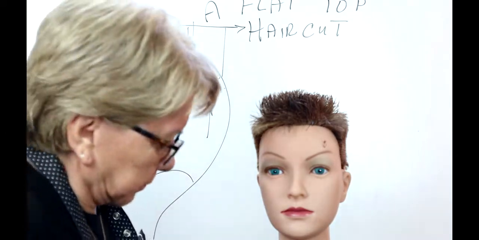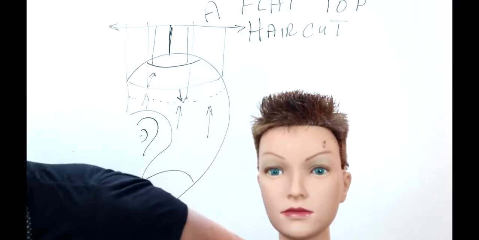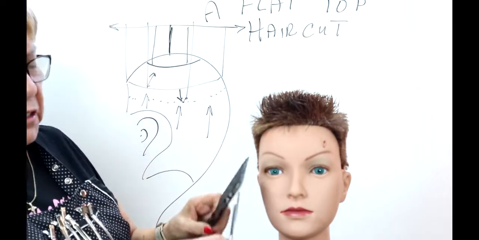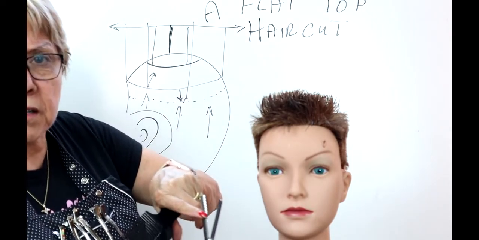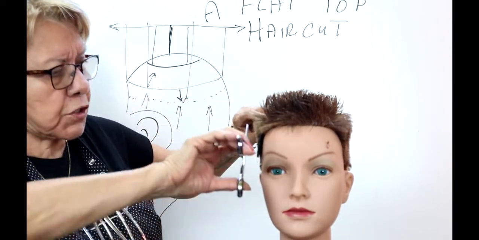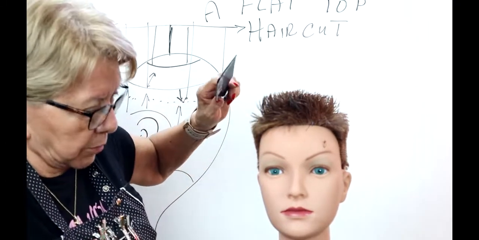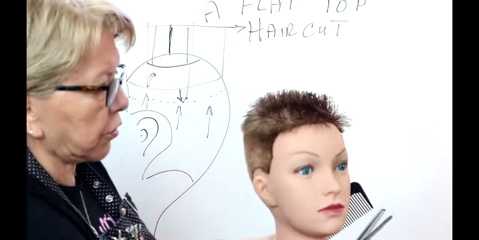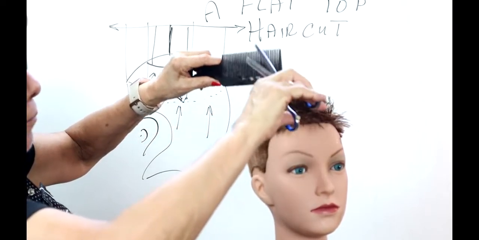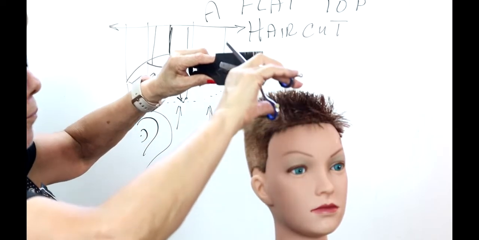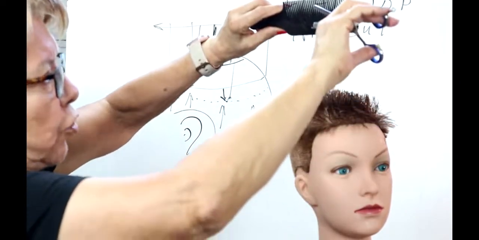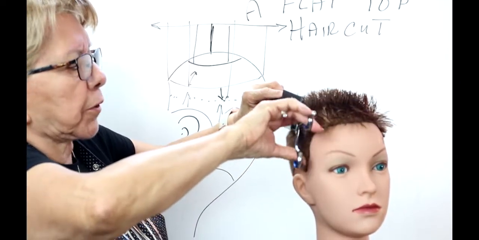So what I'm gonna do now, I'm gonna get my texture shear, and this is how I'm gonna clean up the sides. The comb on the texture shear is going to direct that to go up. I want to make sure that you see this. I'm gonna turn her around like this. I'm gonna take it, clip, clip, clip, clip, clip. I'm not going into that area as far as the head form. It's still going straight up, just like the clipper.